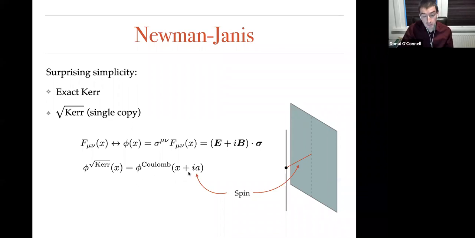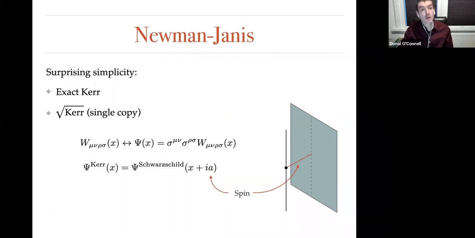Now, the Newman-Janis fact is that the Maxwell spinor of root Kerr is obtained from the Maxwell spinor of Coulomb by performing a complex translation. If you're an observer sitting at a position x, it's as though you've translated the location of the charge in the Coulomb solution through a distance minus ia. In this picture, if the greenish sheet is our spacetime, you've got observers sitting at some point x measuring the Maxwell spinor. They'll measure almost a Coulomb field, except that the charge is somehow displaced off your real spacetime by some distance a. So this red distance here is the spin.